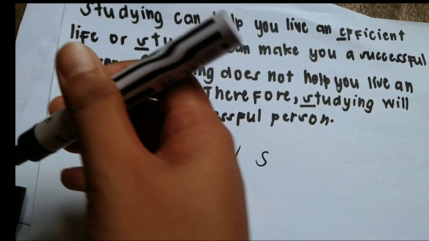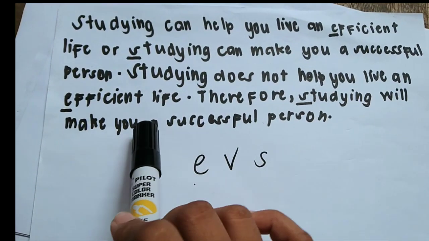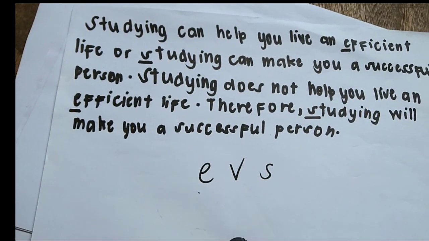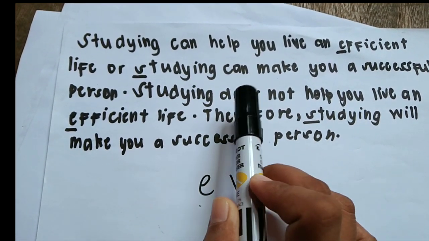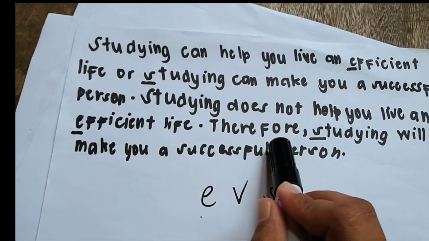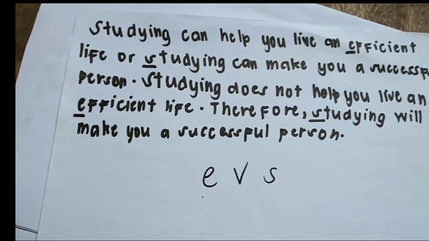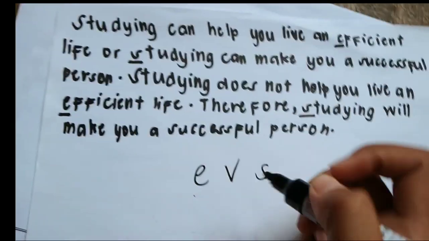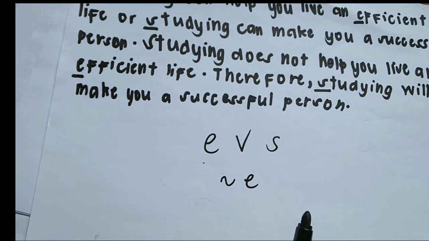Next statement is: studying does not help you live an efficient life. In this statement, we will notice na meron na siyang "does not." Yung pagkakaiba natin dito sa nauna is wala siyang "does not." So, alam naman natin na kabaliktaran siya ng ating antecedent dito. So, yung kabaliktaran niya is not E, the negation of this E. So, not E. Ito na yung second premise natin.